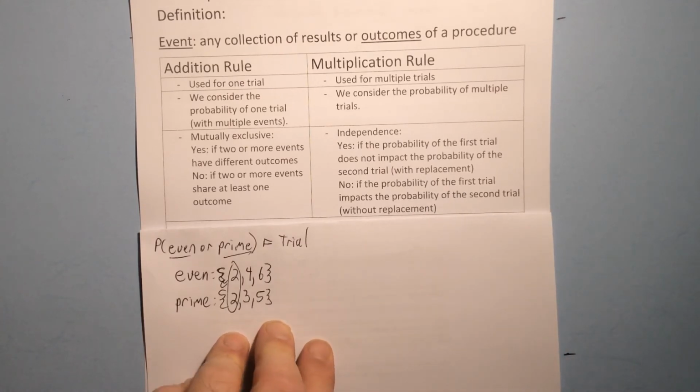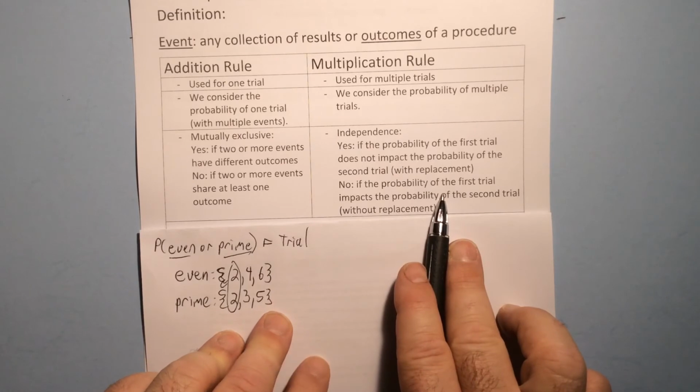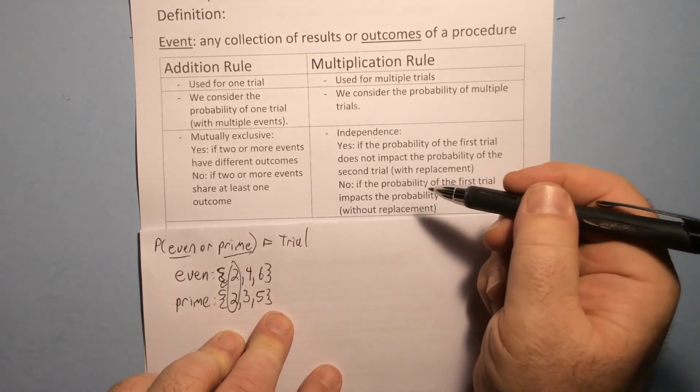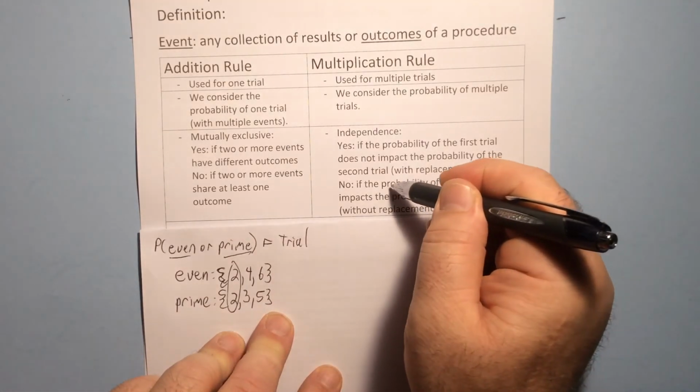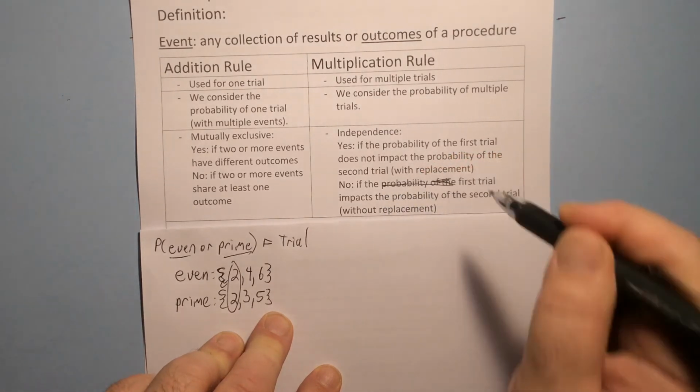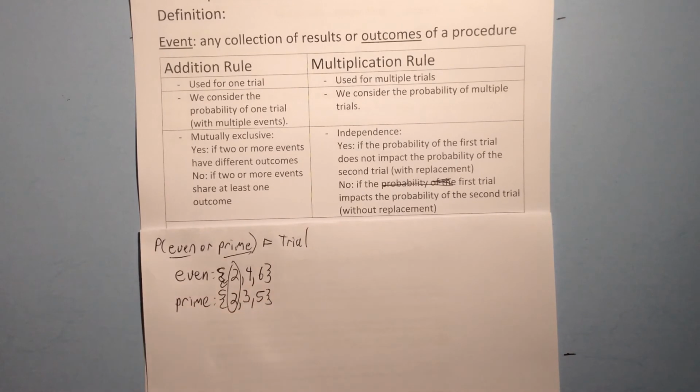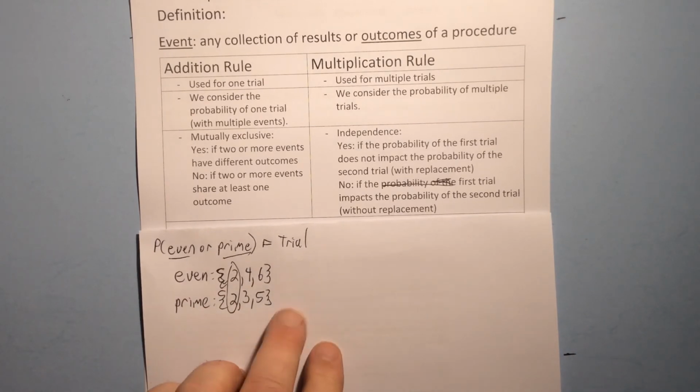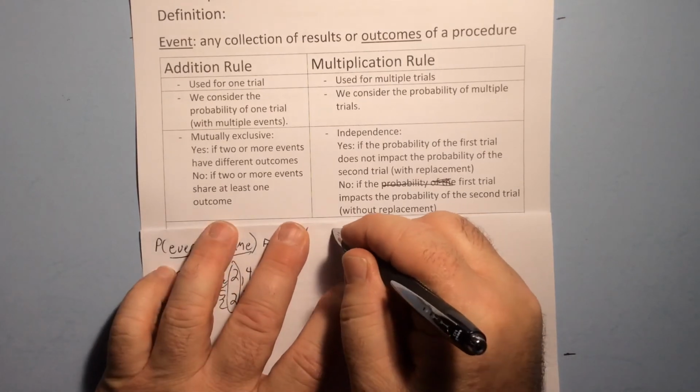Now, let me add a little clarification to this. We say they are not independent if what occurs in the first trial impacts the probability of the second trial, meaning there's no replacement. So let's go to an example where, yes, they are independent.